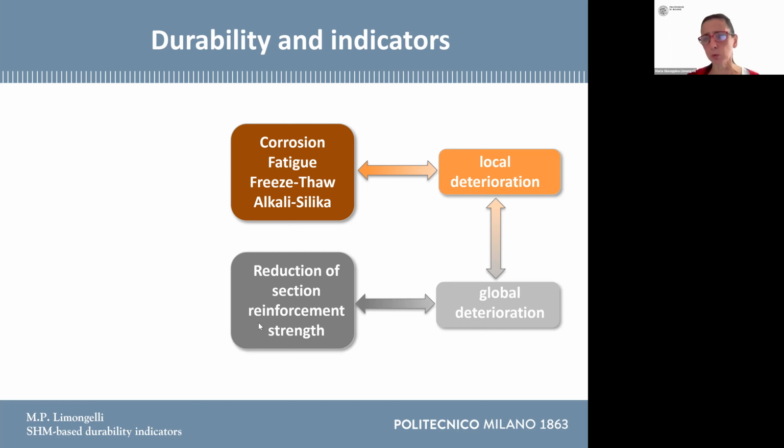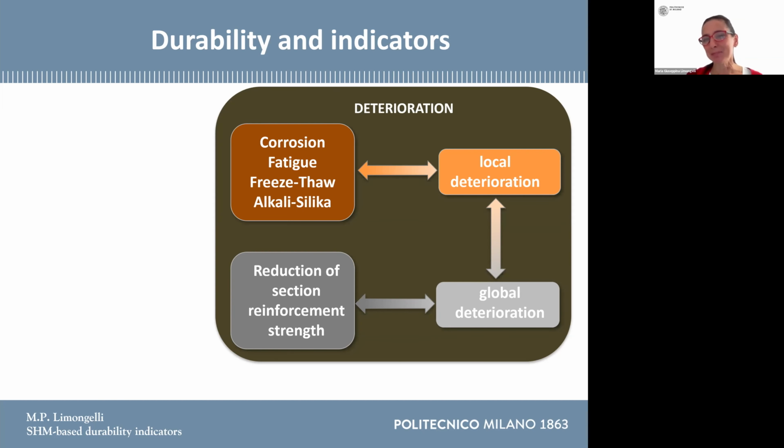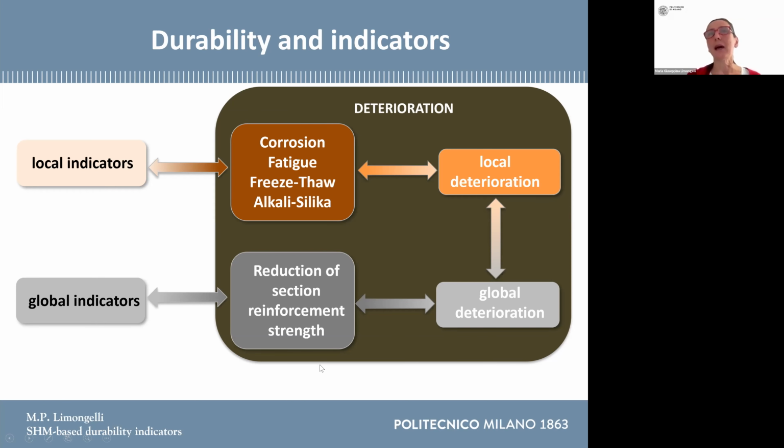And from the global point of view, a corrosion or fatigue or any other of these local deterioration phenomena can affect reinforcement, so can affect strength, can affect the global performance of the structure. So, as I said, there are local and global indicators, different ways to convey information about deterioration. And we can describe this deterioration using local indicators that describe this local phenomena, or global indicators that describe phenomena at a larger scale.